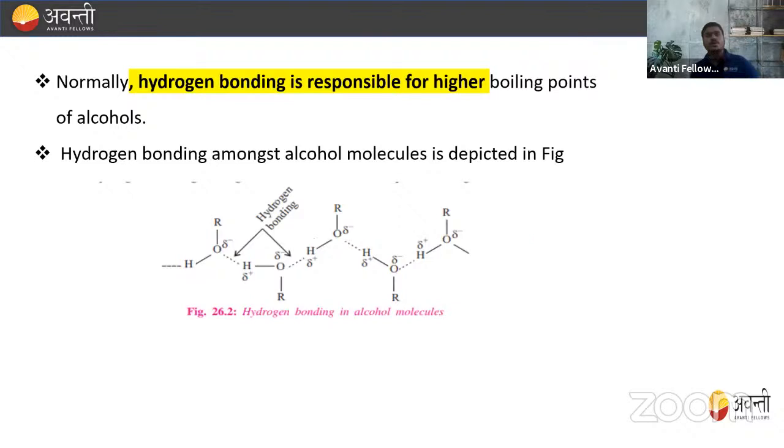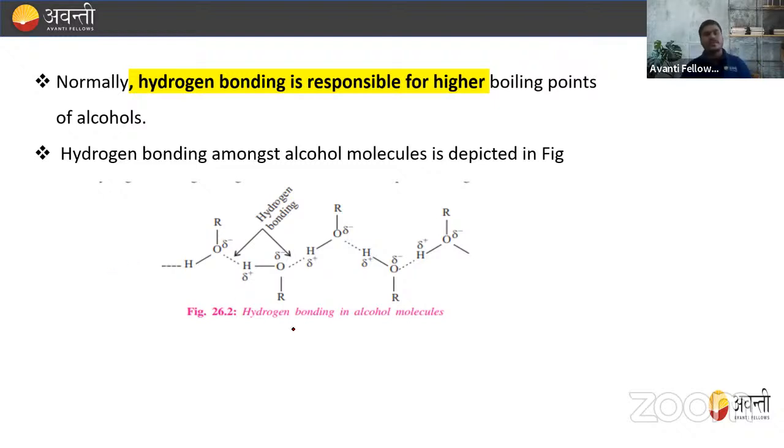Now, normally hydrogen bonding is responsible for the higher boiling point of alcohol. We all know that alcohol shows higher boiling point and higher solubility, and the only reason behind this is hydrogen bonding. Hydrogen bonding among alcohol molecules is depicted in this figure. We can see that this is the hydrogen bonding.